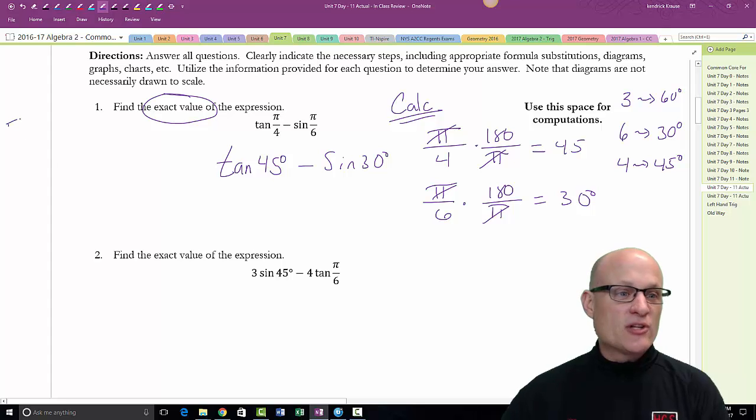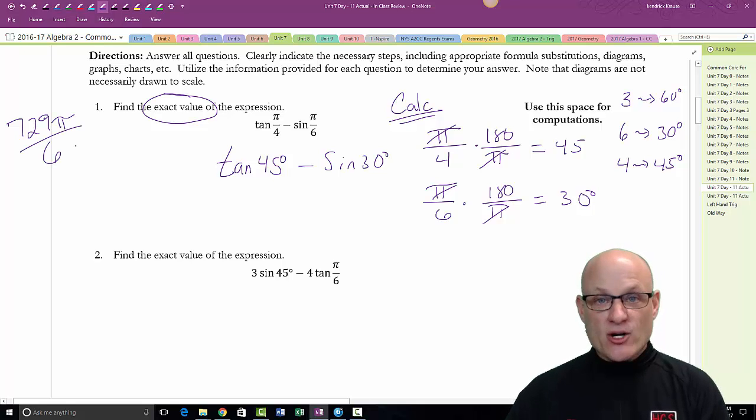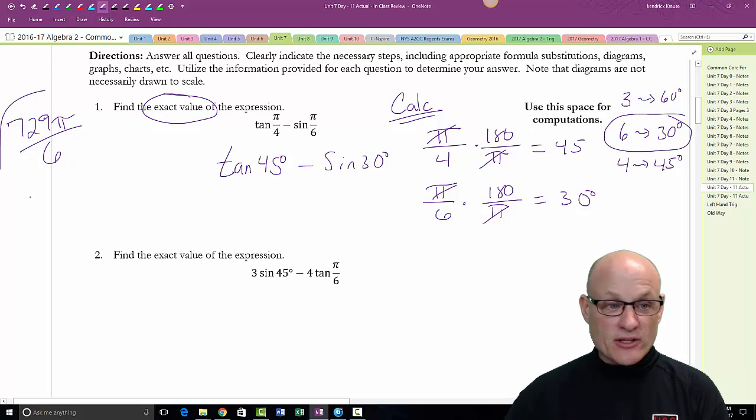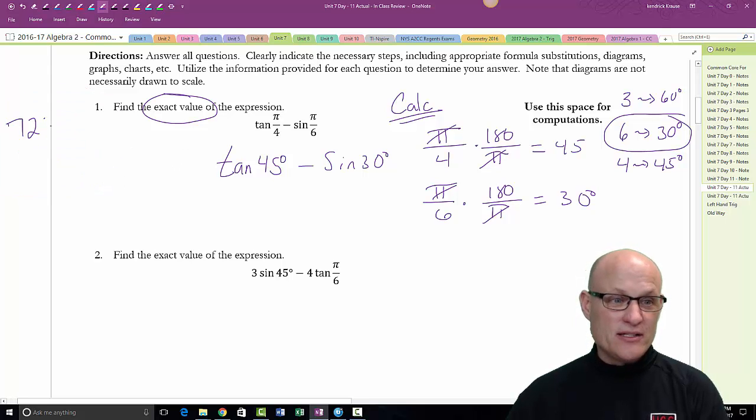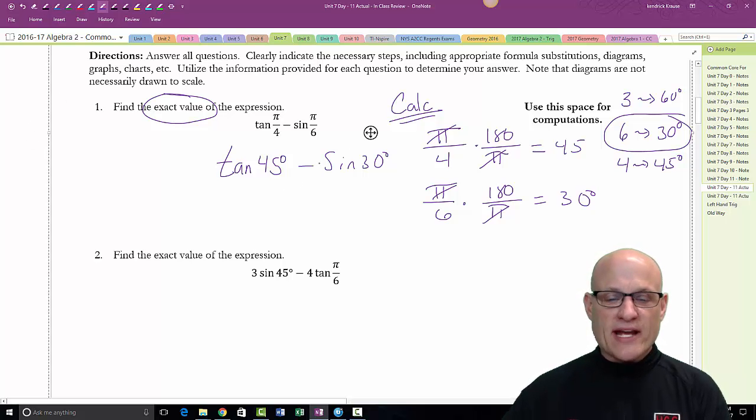So if I gave you something like 729 pi over 6, I know the reference angle is going to be 30 degrees. I have no idea what this is. I don't even care. It's going to have a reference angle of 30 degrees. It just is. All right, let's move on. So sine of 30, tangent of 45.